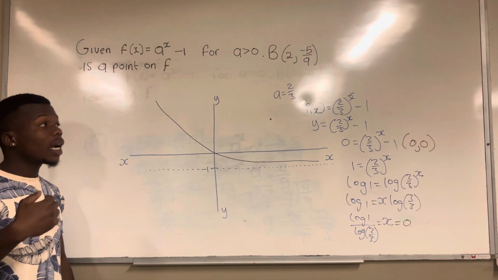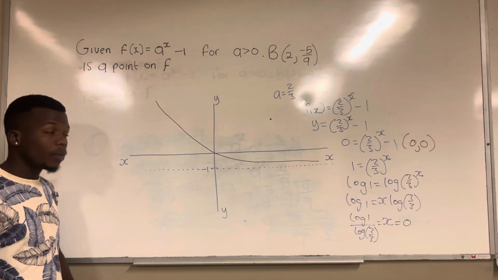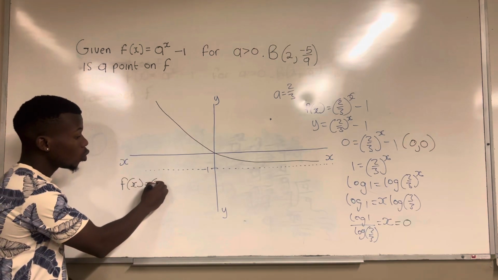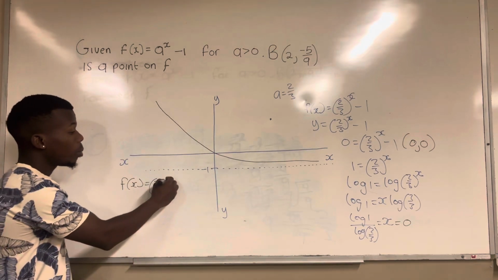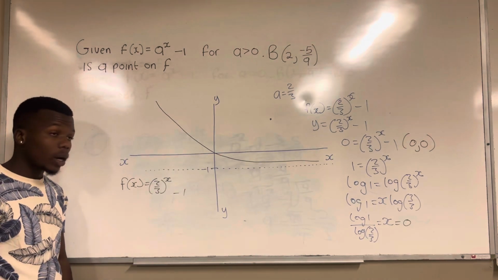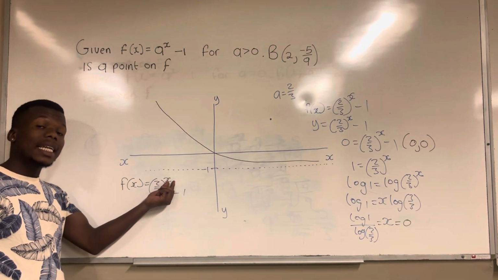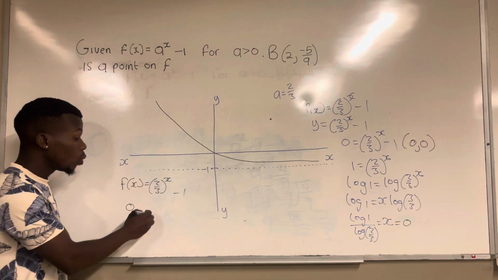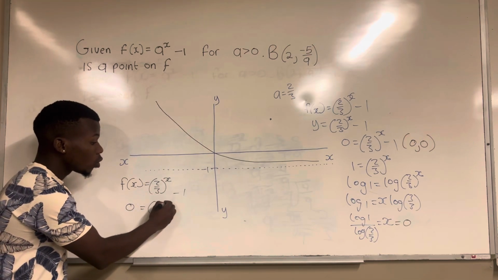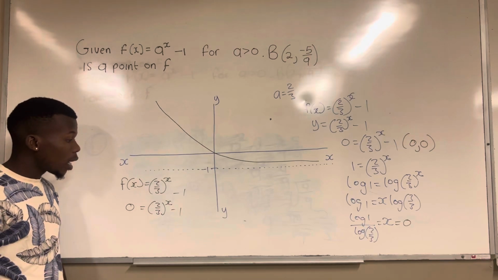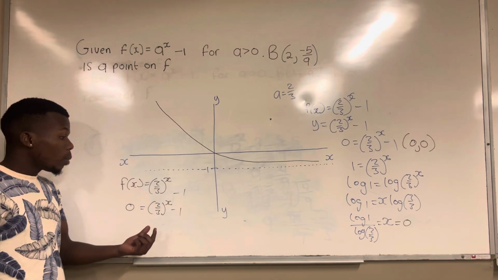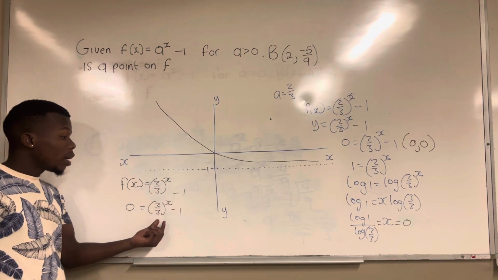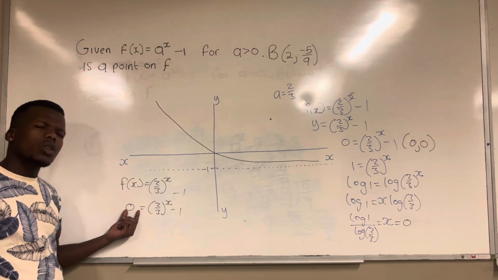Here's another option on calculating your x-intercept. Remember, my function is f of x equals (2/3) to the power of x minus 1. I need to calculate the x-intercept, where we substitute y with 0. So 0 equals (2/3) to the power of x minus 1. Let's find that x value, whereby if I substitute that x value here, it will be 1, so that 1 minus 1 will be equal to 0.